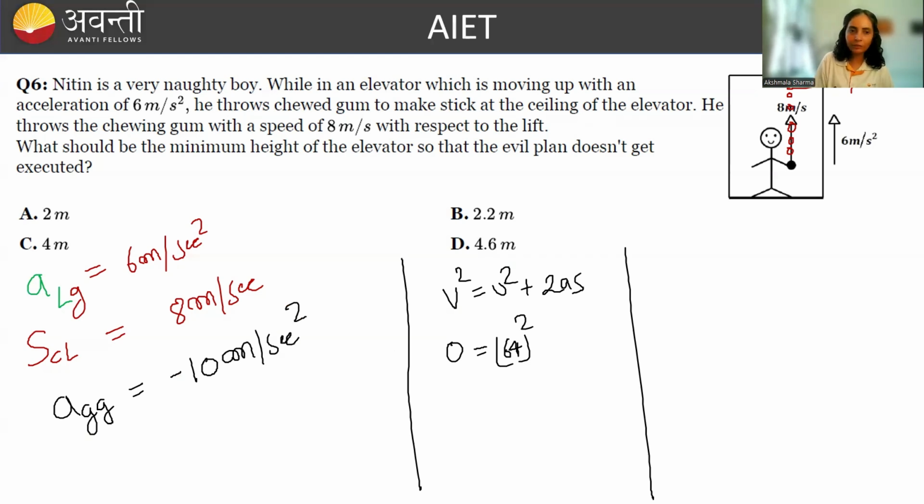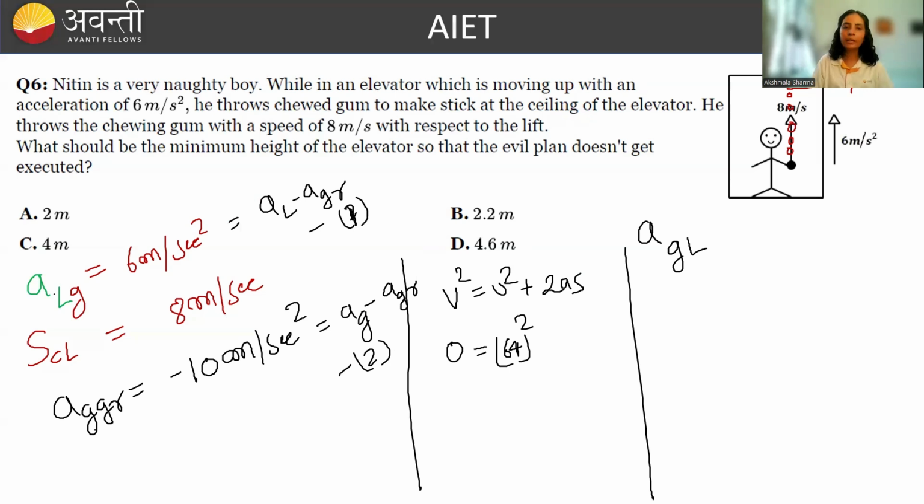So what will be the acceleration? This is ground. Okay. What will be the acceleration of gum with respect to lift? If you are going to write it, this will be A L minus A G R, and this will be A G minus A G R. So if we subtract, we need to calculate what? We need to calculate acceleration of gum with respect to lift. So we need to subtract second equation from the first one. Okay. So A G minus A G R, what will you subtract from it?